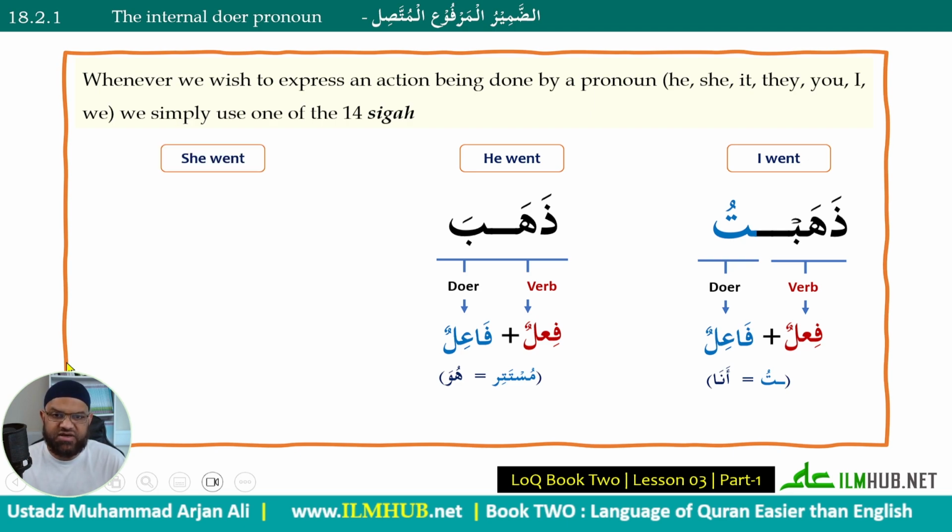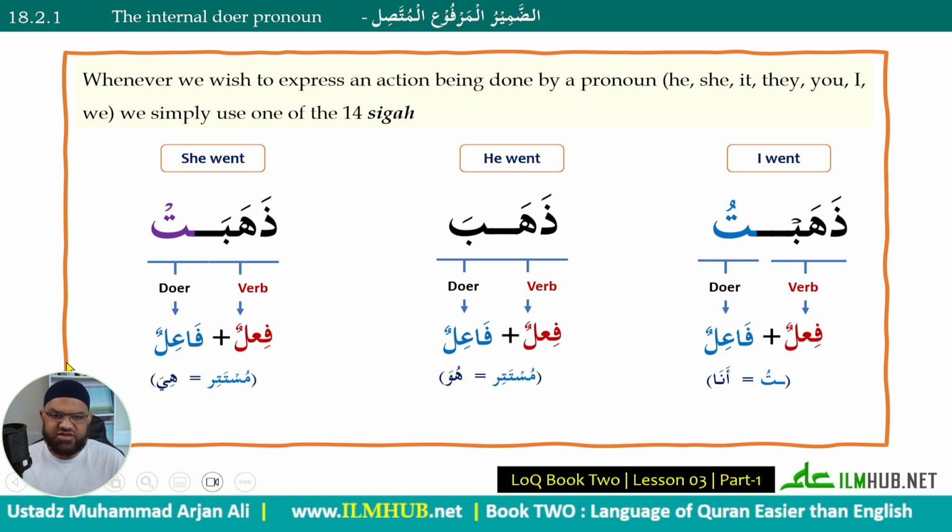If on the other hand, I want to say she went, I will say dhahabat. Dhahaba is my verb. Ta is not the doer. Okay, the doer is hidden here, mustatir. So every verb has a doer, whether it is hidden or it is expressed. And that's the only thing you need to know about the pronoun doers, inshallah ta'ala.